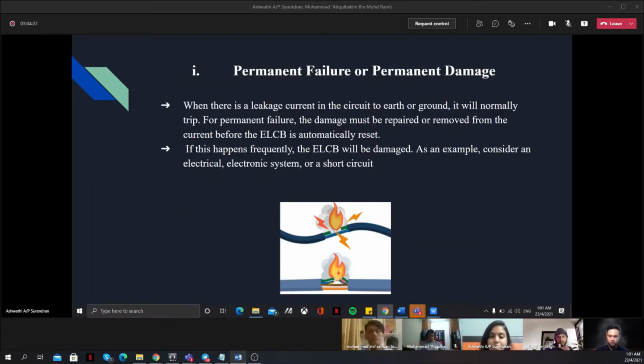So for example, if you use a hairdryer and the hairdryer is not working anymore, you have to remove it immediately, or the ELCB will trip again automatically without being triggered. Until the damage is repaired, the ELCB is going to keep tripping automatically, and it's not going to be reset until the damage is removed. If this happens frequently, the ELCB can be damaged. As an example, consider an electrical or electronic system or a short circuit.